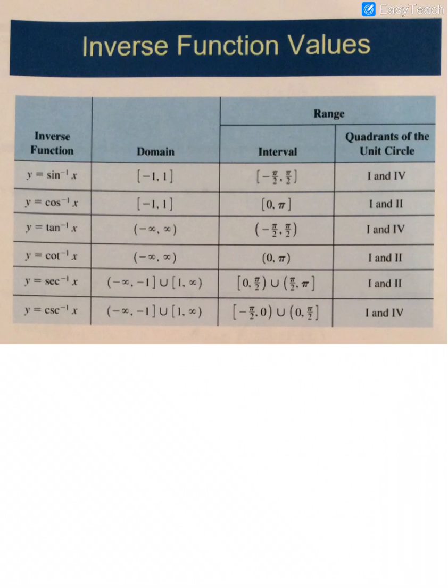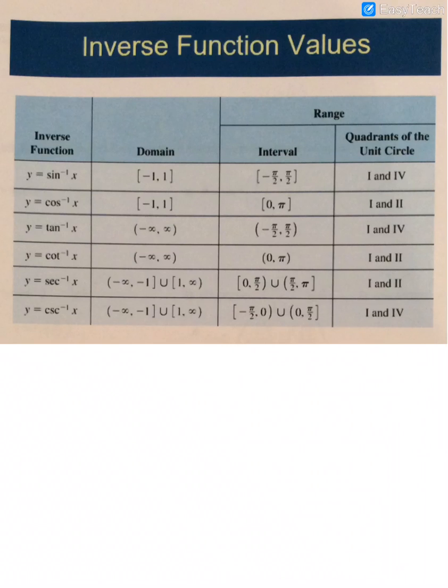The range, or the interval, of sine is between negative pi over 2 and positive pi over 2, but for cosine it's between 0 and pi. So in sine we're in the first and fourth quadrants, and in cosine we're in the first and second quadrants. Tangent has a domain that's from negative to positive infinity, and its interval is the same as sine, from negative pi over 2 to positive pi over 2, and it's in quadrants 1 and 4.